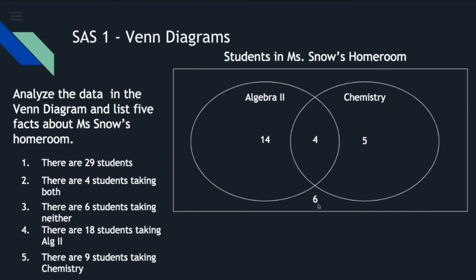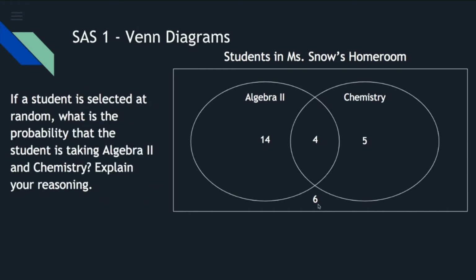Knowing this information, now we can answer a few probability questions. If a student is selected at random, what is the probability that a student is taking Algebra 2 and chemistry? Algebra 2 and chemistry, that's in between here. That is easy to understand: the answer is 4. Probability of both is 4.